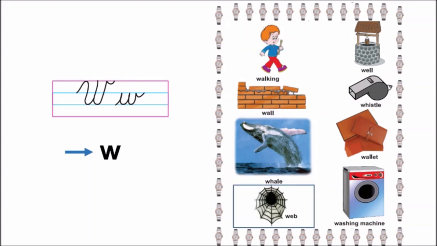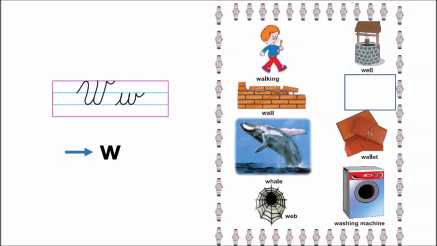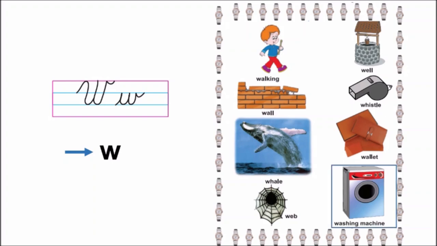W, web. W, well. W, whistle. W, wallet. W, washing machine. Now children, look at the border. It's W, watch.